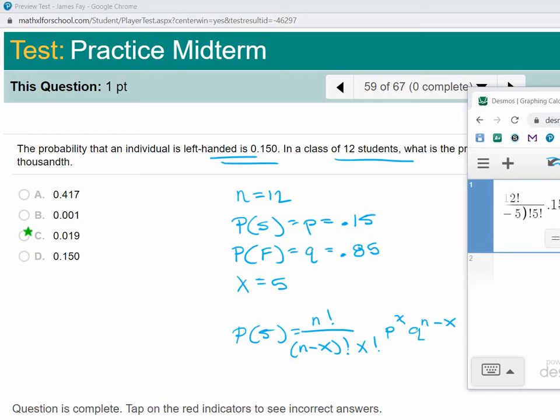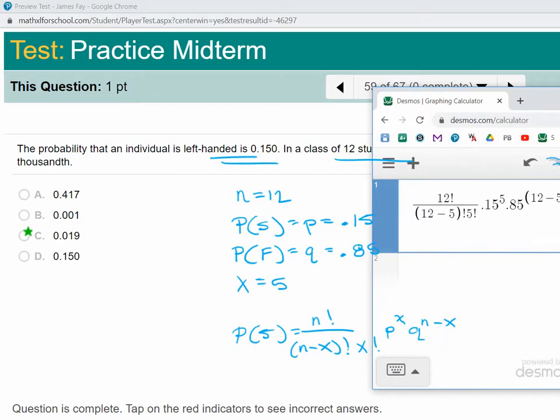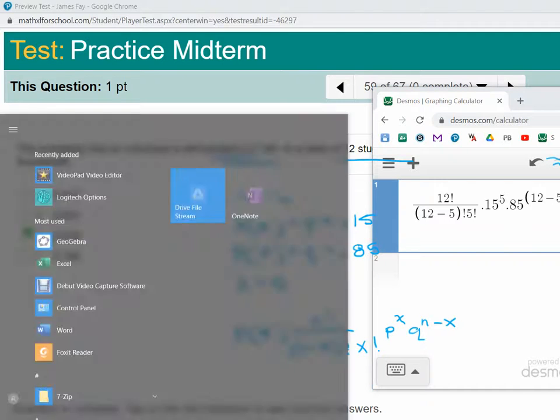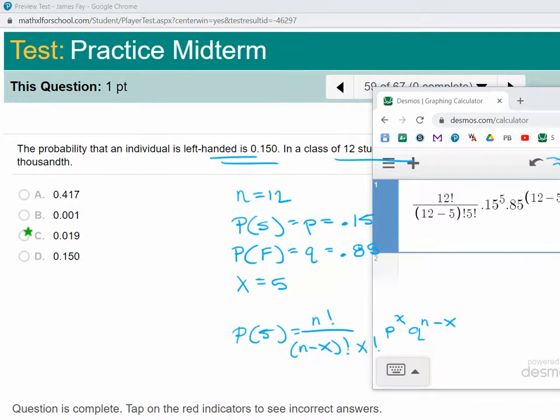So once we type all that into Desmos, get that all there, you see our n minus x, here's p raised to the x, here's q raised to the n minus x, and we get 0.019. If you want to use Excel, it's obviously a little bit easier in Excel.